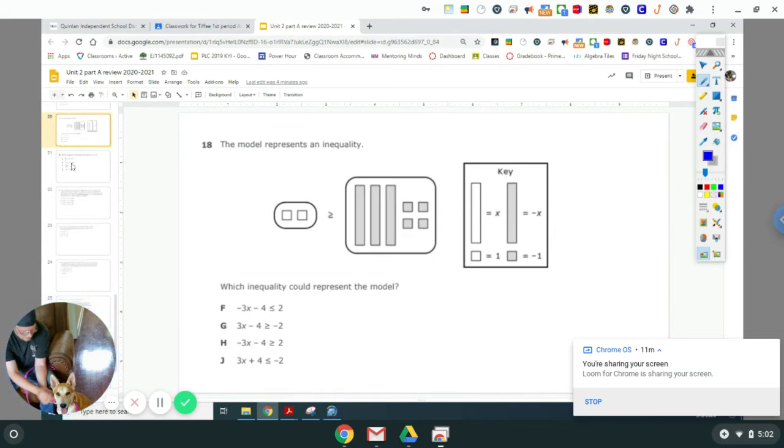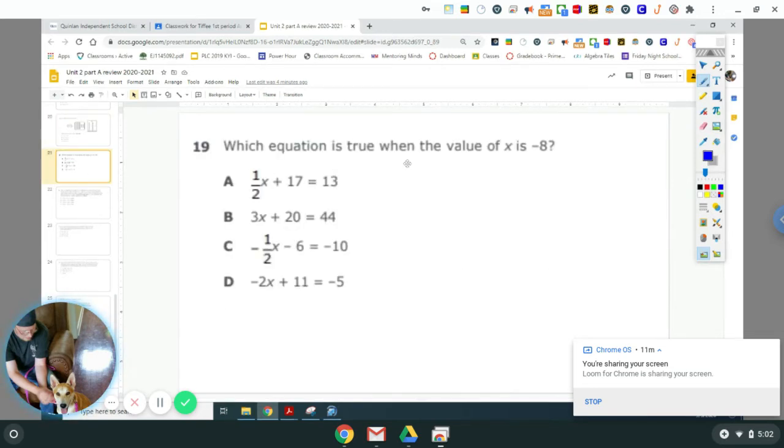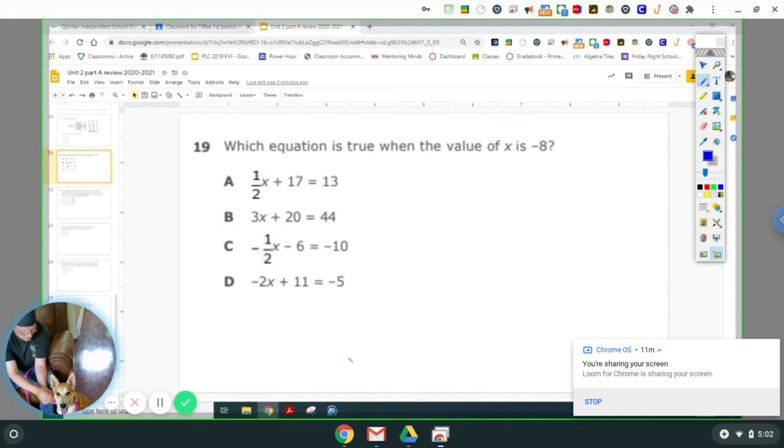Okay. 19. Which equation is true when the value of x is negative 8? So I can do this 2 ways. I can solve all these equations and figure out which one equals negative 8, or I can plug negative 8 into the equation and see which one is true. So that's what I'm going to do. So I'm going to do 1/2 times negative 8 plus 17. So 1/2 times negative 8 is negative 4 plus 17 is 13. This equation is true because 13 equals 13.